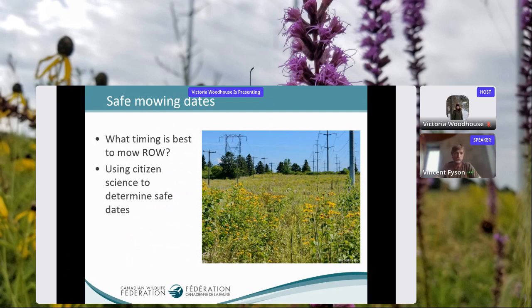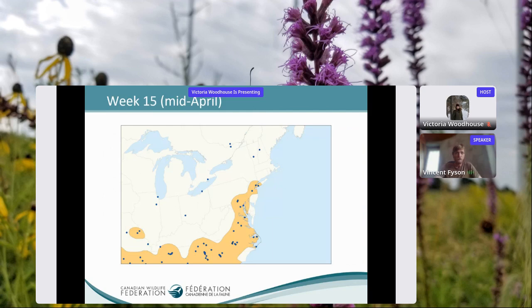Next slide. Using monarch observations in those data sets, we were able to track the spring and fall migration, and we determined the safe dates based on the arrival and departure of the bulk of monarch observations. For example, here I used a kernel density function to estimate the extent of monarchs by mid-April for monarchs returning up the eastern seaboard into southern Canada.